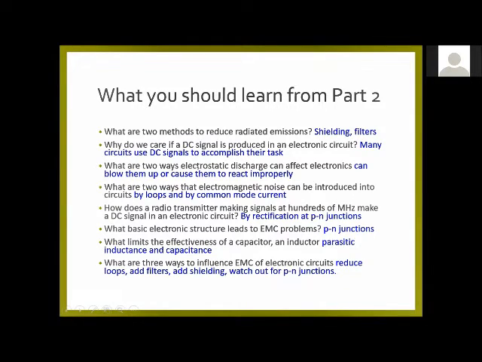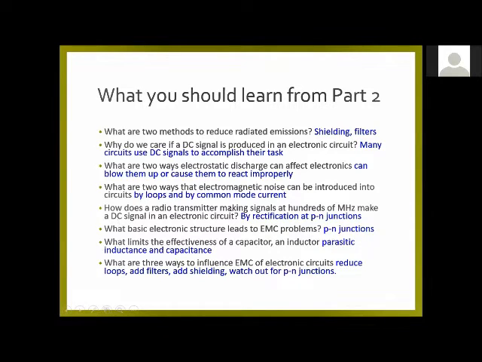What are two ways electrostatic discharge can affect electronics? Well, normally you think of them blowing up a circuit, destroying a component, but also the radiated noise from them can cause circuits to act improperly. And we call that indirect ESD. What are two ways that electromagnetic noise can be introduced into the circuits? Loops or common mode current. We saw that also with the keyboard.